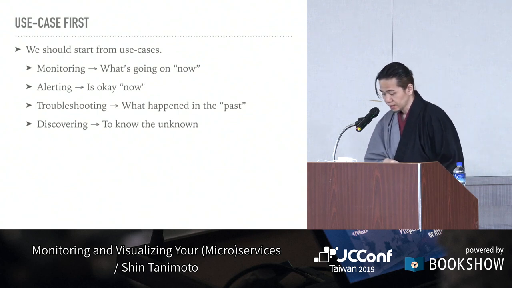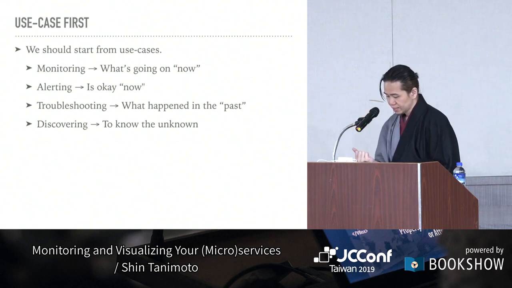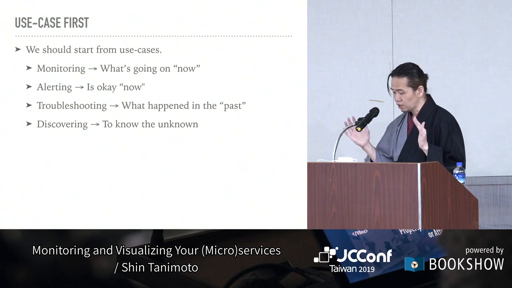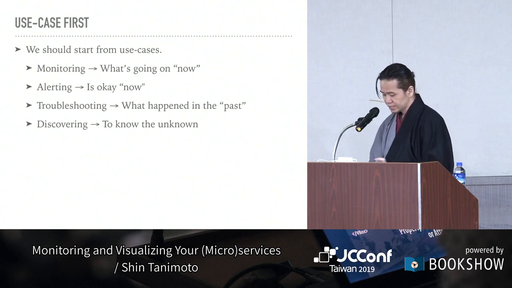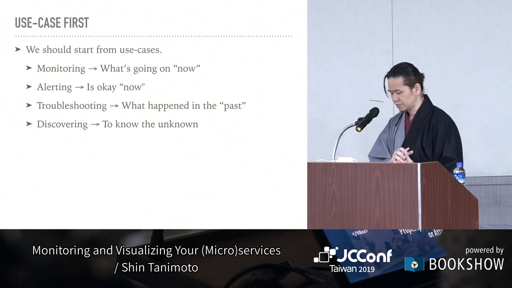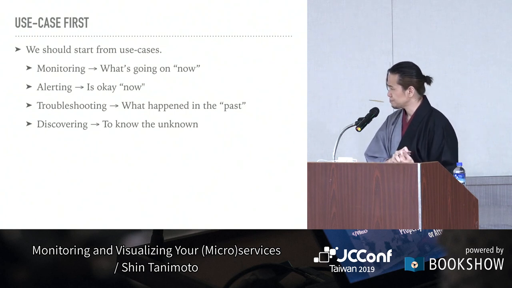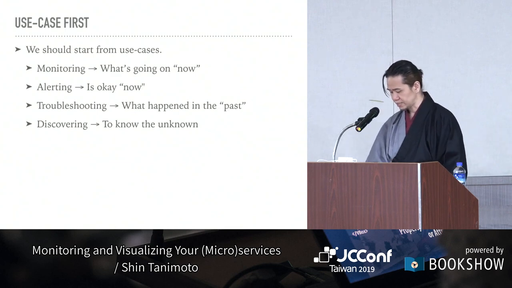And troubleshooting is knowing what happened in the past. It's the past thing. The trends, events, whatever just happened in the past were evidences. The troubleshooting is to collect those evidences and to clarify what happened and what the actual cause of the problem was. And discovering is knowing the unknown things. The unknown may be about the future, or it may have happened in the past that we have overlooked. Today, I don't have to talk much about discovering, but this is an important use case.